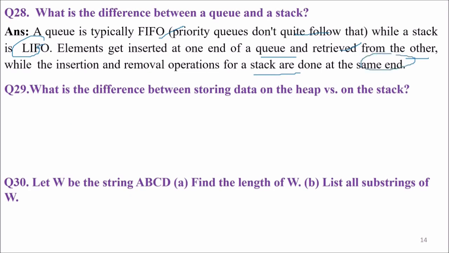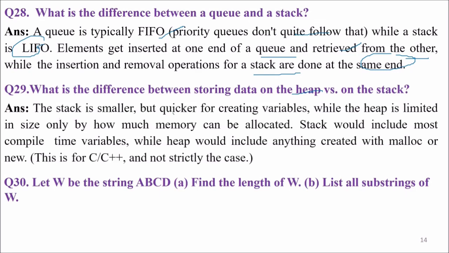So what is the difference between storing data on the heap versus on the stack? A stack is smaller but quicker for creating variables. These are the auto variables. Heap is limited in size only by how much memory can be allocated. So if you want to find memory, the malloc, calloc and new functions, dynamically created memory will be taken from the heap. Stack would include most compile time variables, while heap would include anything created with malloc or new. This is for C++.